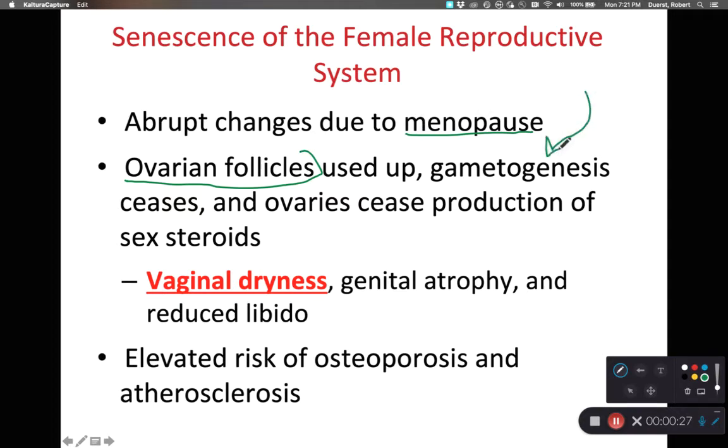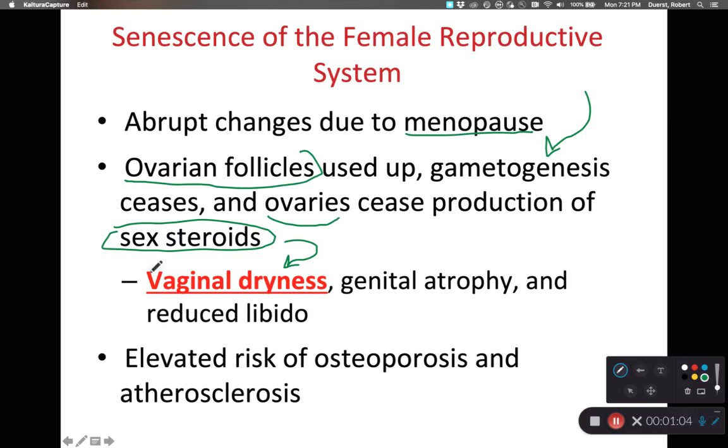Gametogenesis, particularly oogenesis, the production of female gametes, ceases, and ovaries stop making sex steroids, because we no longer have the development of the follicle or corpus luteum to support the menstrual cycle. And as this reduction in sex steroids occurs, think of the reduction of estrogen and progesterone, many individuals develop vaginal dryness. There's less transudate within the vagina. And that vaginal dryness is going to correspond with an increase in vaginal pain.